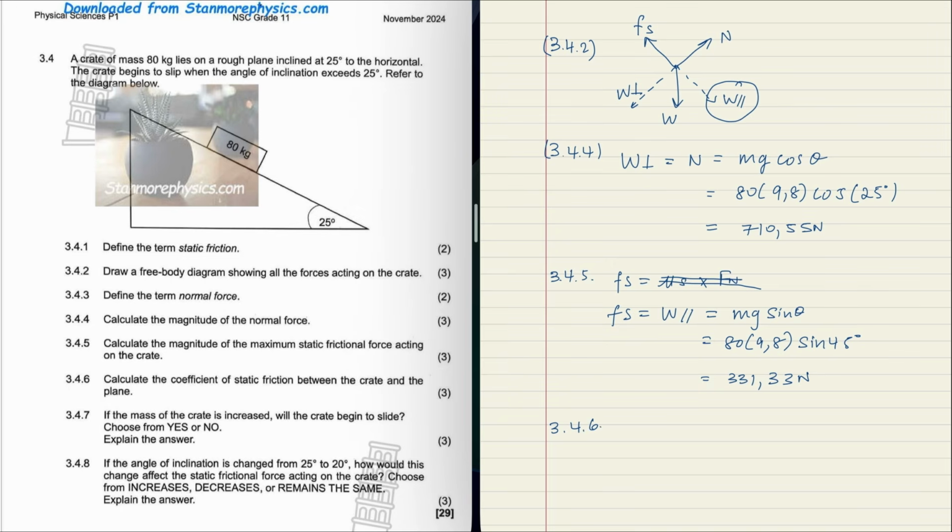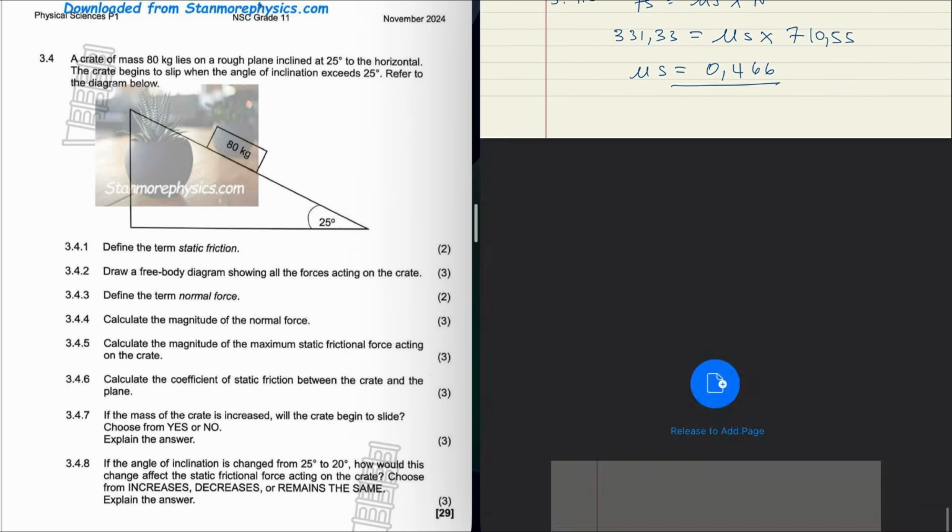3.4.6, calculate the coefficient. So this one we can use the normal formula. Fs is equal to mu s times Fn. We know friction, 331,33. That's equal to mu s times the normal. We worked out 710,55. Now you divide, mu s is equal to 0,466. There are no units for this, so we leave it as that.